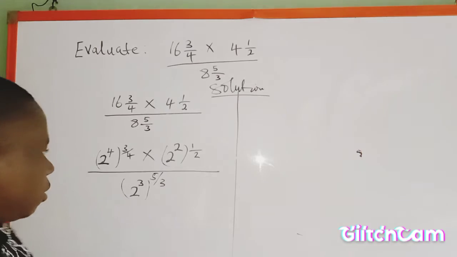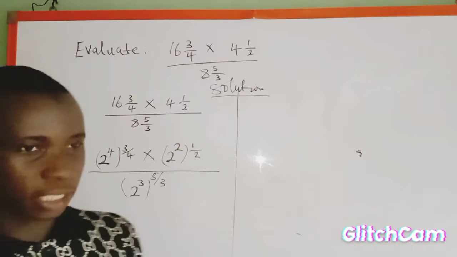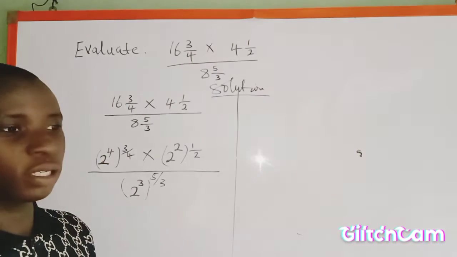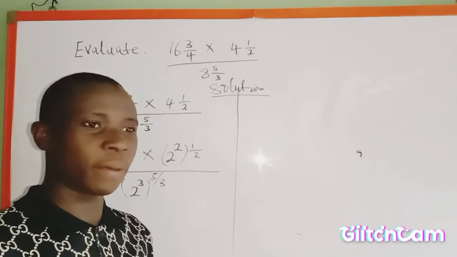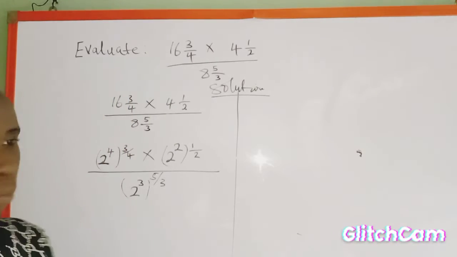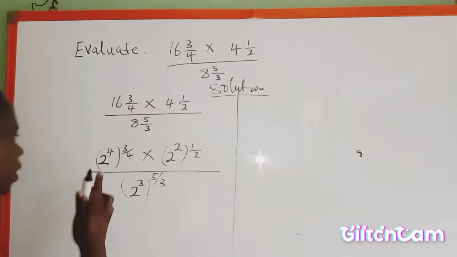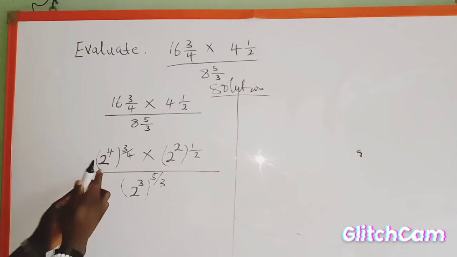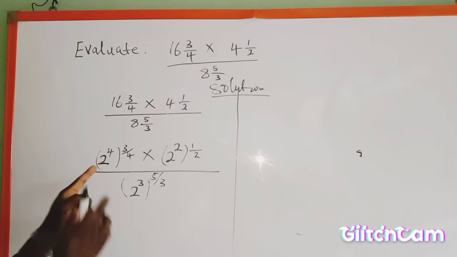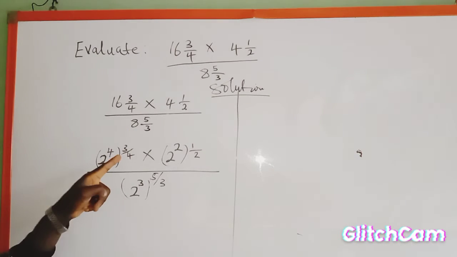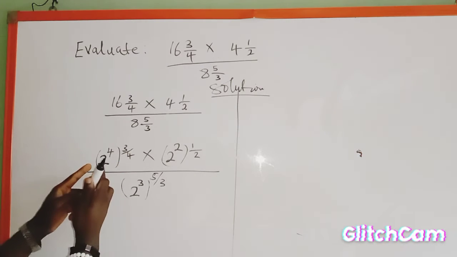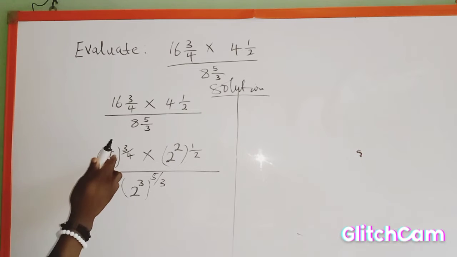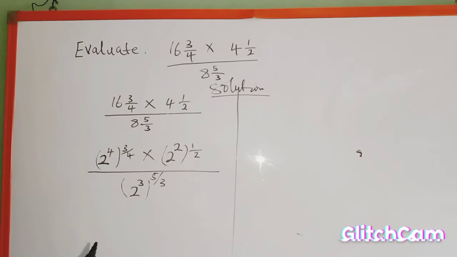Now remember the law of indices that says if a number is raised to a certain power, and that power is again raised to the power of another number, then we multiply the powers together. What I mean by this is 2 raised to the power of 4, and this is raised to the power of another number, which is 3 over 4. So if a number has a power and the power is again raised to another number, we multiply the powers together. Let me show you what I mean.